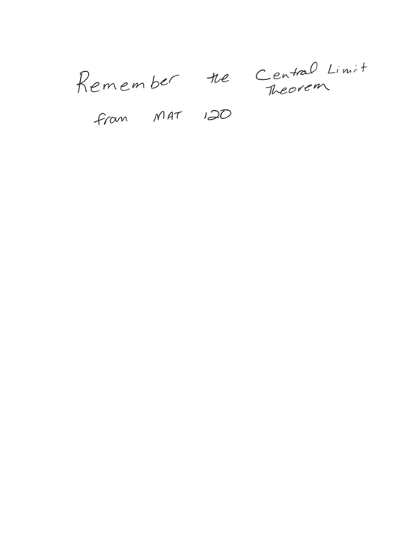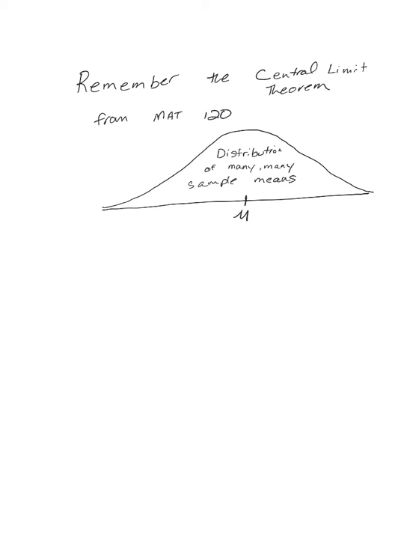hypothesis is true. So remember the central limit theorem from Math 120, which told us if we took many, many samples, like hundreds of thousands, theoretically all possible samples, we took a mean from each sample, then we drew the distribution of those many, many sample means, those sample means would be normally distributed. X bar, the sample mean, is normally distributed around mu, the true mean.